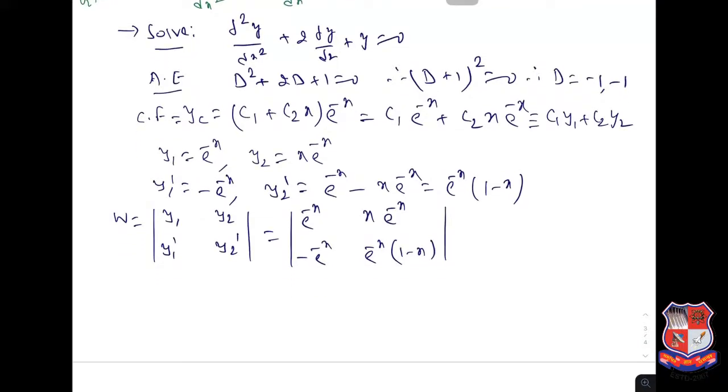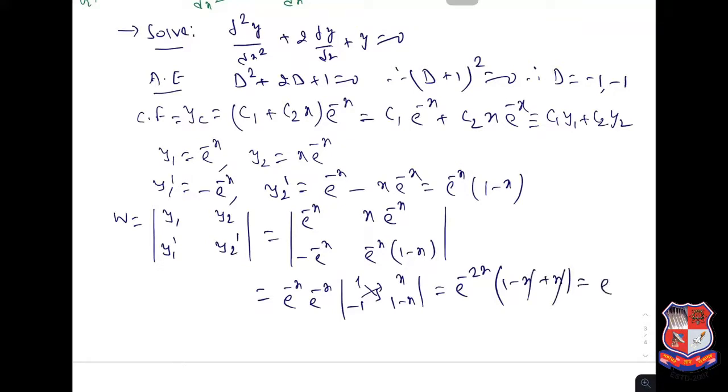Now this is easy to evaluate. We can take e power minus x from column 1, column 2, or row 1, row 2, we can take that outside. So e power minus x, 1 x minus 1, 1 minus x. And so w equal to, this is e power minus 2x, then this one is now 1 minus x, and this one is plus x. So it is e power minus 2x, and that is the w.